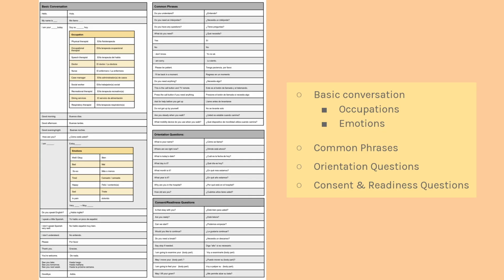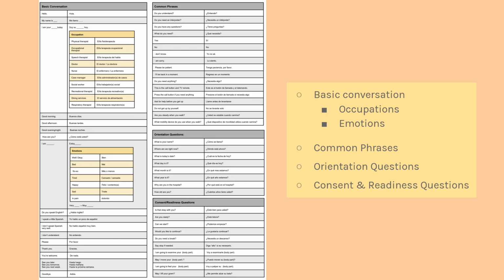One really important thing to remember in Spanish is that nouns are gendered. So el is masculine and la is feminine. For example, if I was a female nurse, I would be la enferma, and a male nurse would be el enfermo.